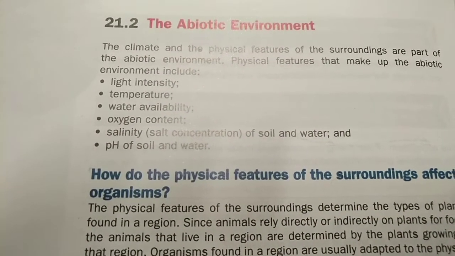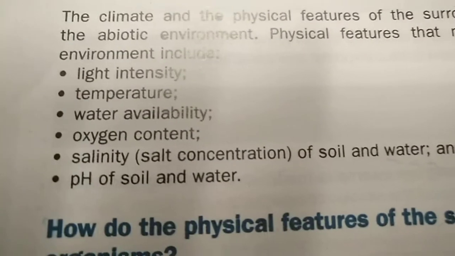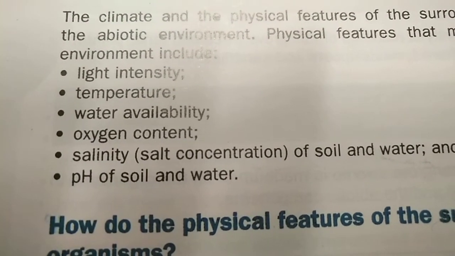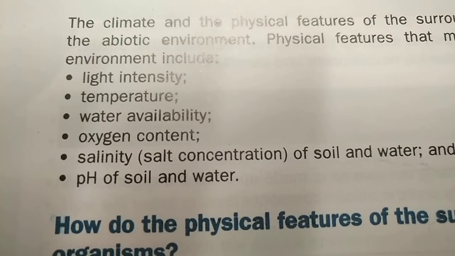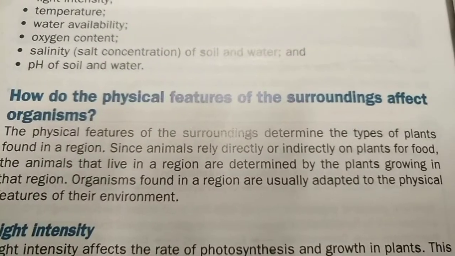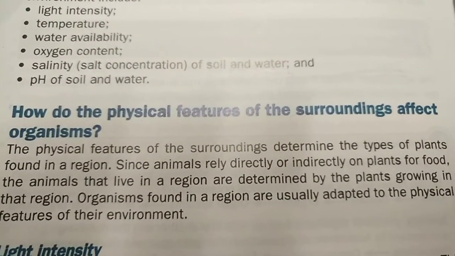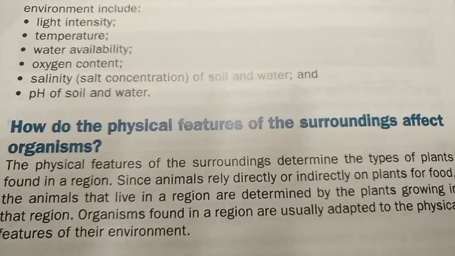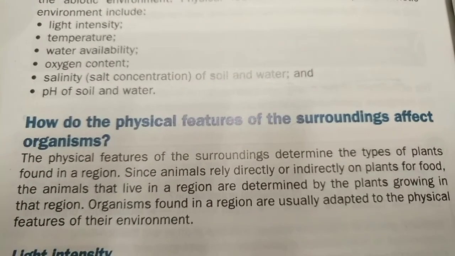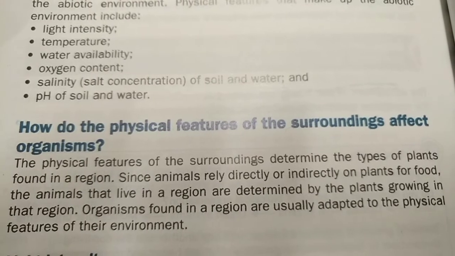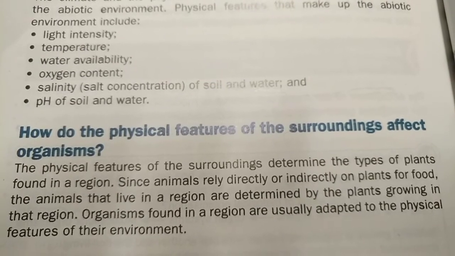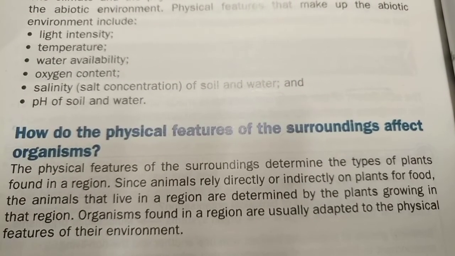Physical features that make up the abiotic environment include six basic physical features: light intensity, temperature, water availability, oxygen content, salinity, and pH of the soil and the water. How do the physical features of the surrounding affect organisms? The physical features of the surrounding determine the types of plants found in a region. Since animals rely directly or indirectly on plants for food, the animals that live in a region are determined by the plants growing in that region.